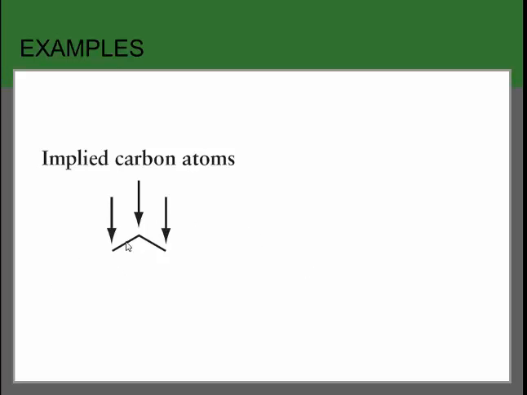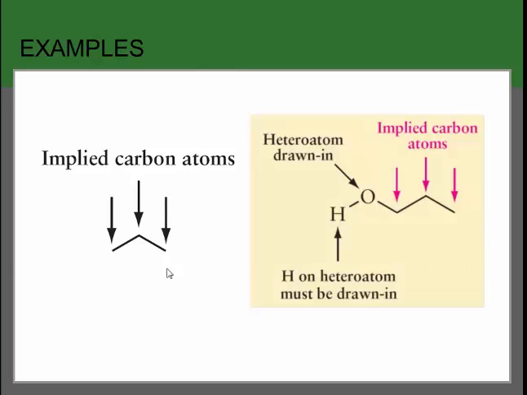This is propane. We have 3 implied carbon atoms, and there are 3 hydrogen atoms on this carbon and this carbon. There are 2 hydrogen atoms on this one. Here is propanol, and that has an OH group off of the first carbon. So again, we have 3 implied carbon atoms. This carbon has 2 H's attached to it because it has 2 bonds already. We draw the O in, that can't be implied, and we have to draw the hydrogen that's attached to the oxygen. We cannot imply an H that's attached to a heteroatom.